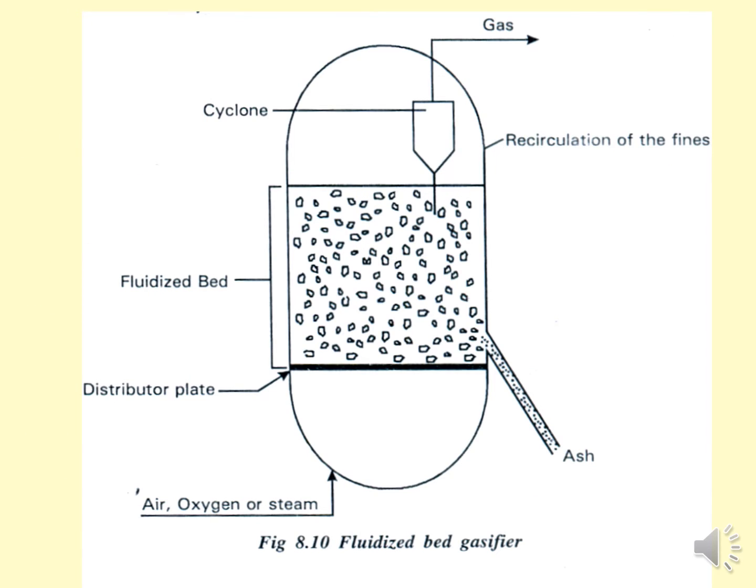Fluidized bed here, cyclone separator, recirculation of the fines, distributor plate, and ash is collected here. Air, oxygen or steam is supplied through this bed, and as it passes through the fluidized bed, this air, oxygen and steam can react and produce a gas. This gas which is collected is the producer gas, which can be used for further application. So this is the fluidized bed gasifier.